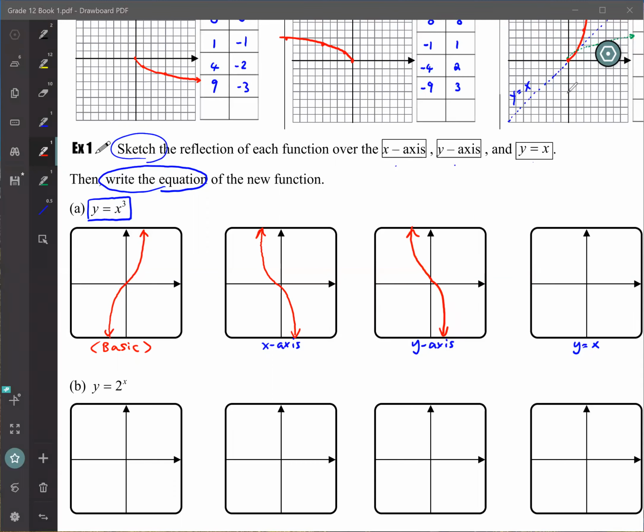All right, so the last one, reflect over y equals x. Cindy.